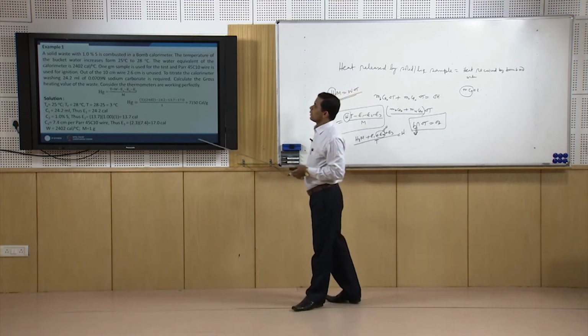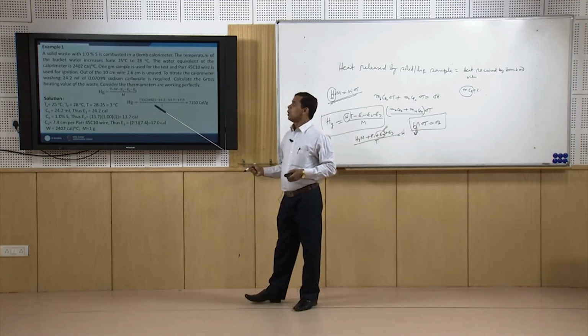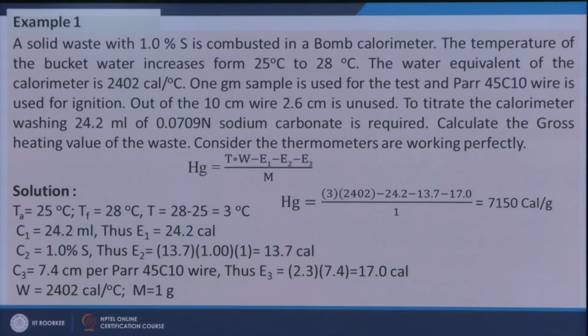Now we will see one example. A solid waste with 1% sulfur is combusted in a bomb calorimeter. The temperature of the bucket water increases from 25 degree centigrade to 28 degree centigrade. The water equivalent of the calorimeter is 2402 calorie per degree centigrade. 1 gram sample is used for the test and Parr 45C10 wire is used for ignition. Out of the 10 centimeter wire, 2.6 centimeter is unused.